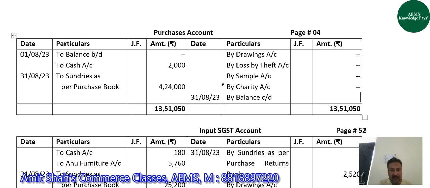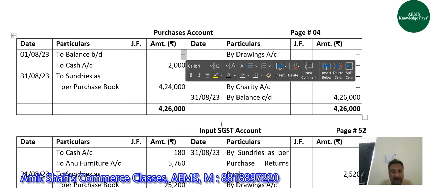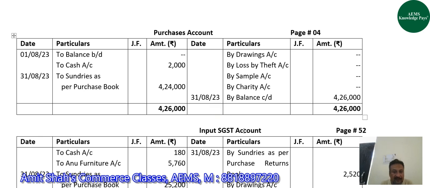So now here the total would be 4 lakh 26,000, and the same will become the balance of this account at the end of August month. So do this, guys, as I have done it here in the purchase account. Remove the opening balance if you have noted it down. Strike that off, and with that you also will have a debit balance of rupees 4 lakh 26,000 in your purchase account.